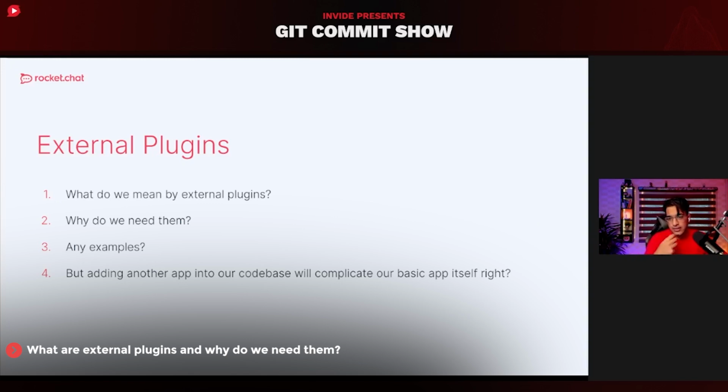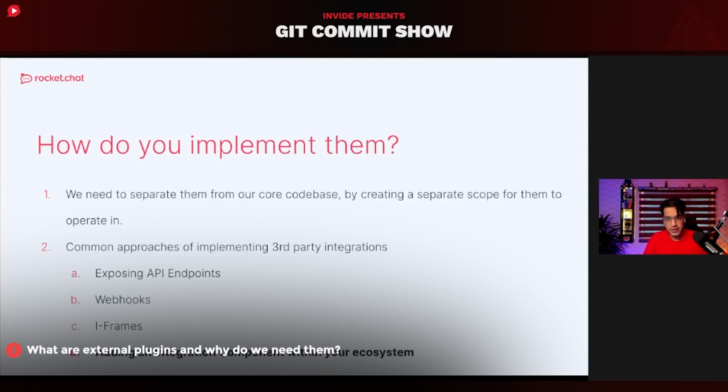The basic thing I'm saying here is that we need to add external apps into our code base. If we just copy and paste someone else's stuff into our code base, it will complicate our basic app itself, right? Let's talk about how we generally implement them. We have to keep our code base separate and have those apps operate in a separate way. What do I mean by a separate scope? Those things should be isolated where they are working, as well as interacting when needed.